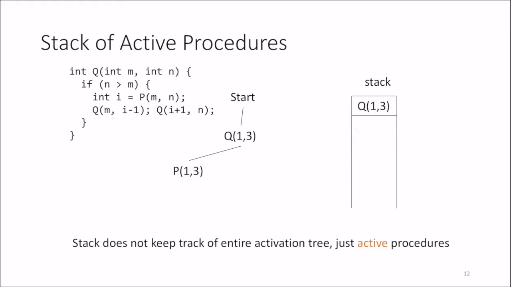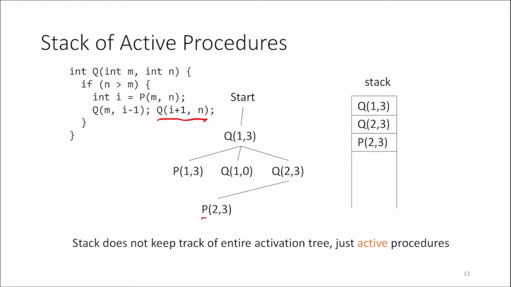So when P is done, we remove it, and we take the value of I and call the first instance of Q, which is here. And then after that, we'll call the second recursive call to Q. So when the first Q comes back, it gets removed off the stack, as you can see. And Q(2,3), which is the second instance, gets pushed onto the stack. It might generate calls to P, comes back, removes P from the stack. You get the first call to Q, which is done, it gets removed, and then it calls Q3.